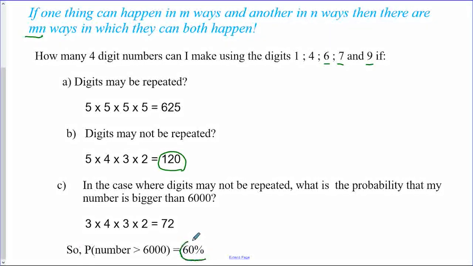It shouldn't actually surprise us that it's 60%, because 3 of the 5 possible starting digits would give us a number bigger than 6,000. So that's another way of thinking about that.